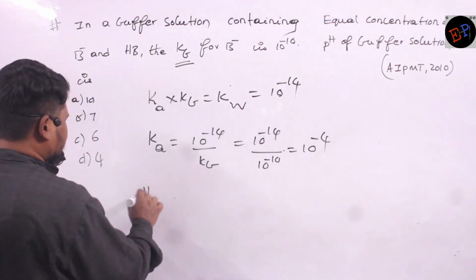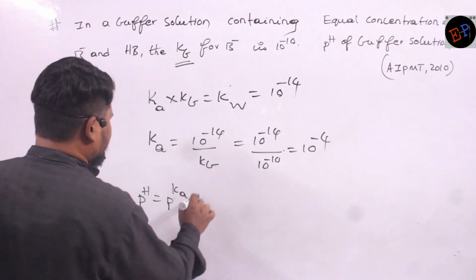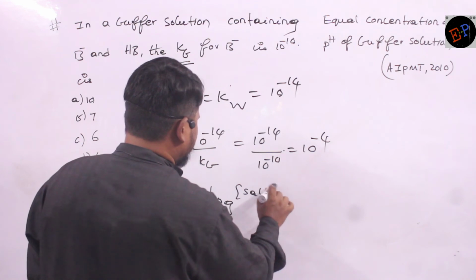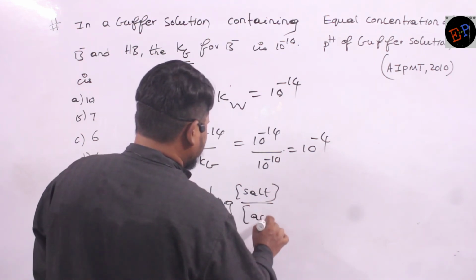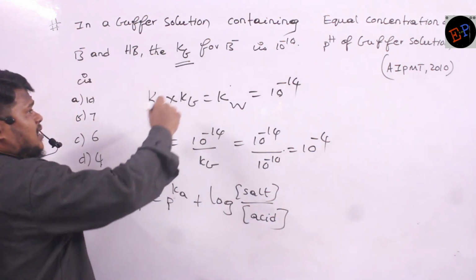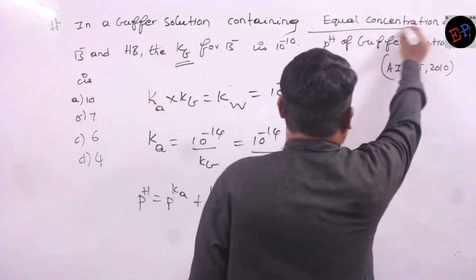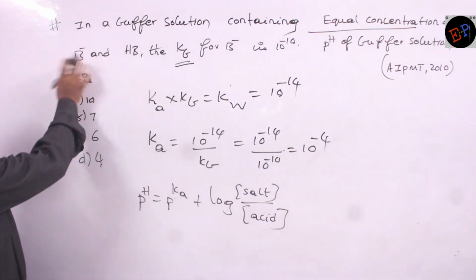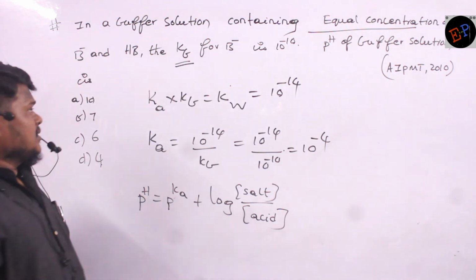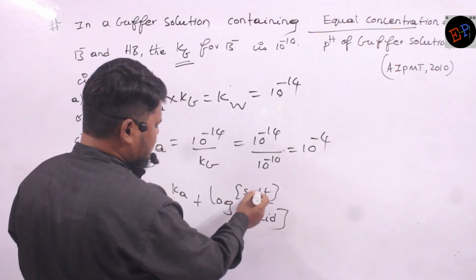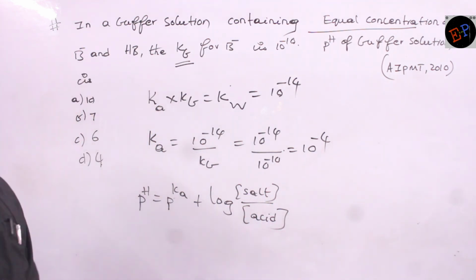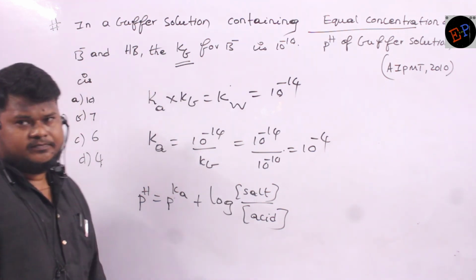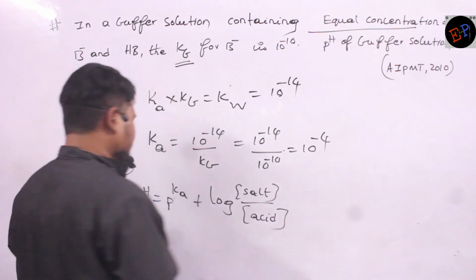So pH is how much? pH is pKa plus logarithm of concentration of salt divided by concentration of acid. So he gave that the concentrations are equal, no? Equal concentration of this acid and its conjugate base. Are you able to understand? So therefore, log of salt divided by acid will become 1. So log 1 to the base 10 will become 0.